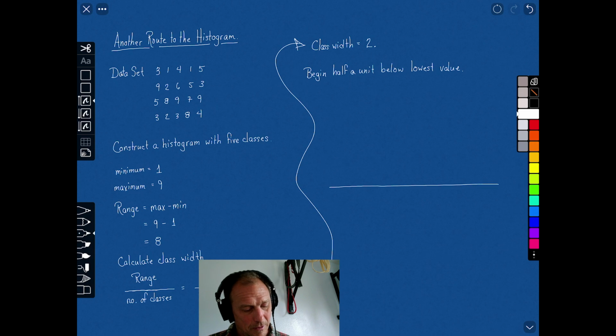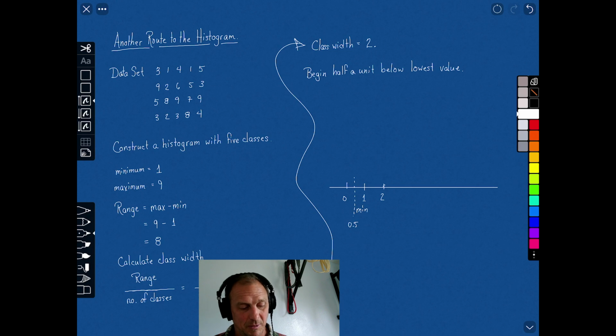Here's our vertical axis. And now think about it this way. I'm going to do this and then erase it and do it again. Our lowest value is 1. The next value below that, if we have 2 here, then we go down to 1, 1, we go down to 0. Well, 1 is our minimum. Halfway between 1 and the next whole number is going to be 0.5. That is where we start our picture, 0.5.